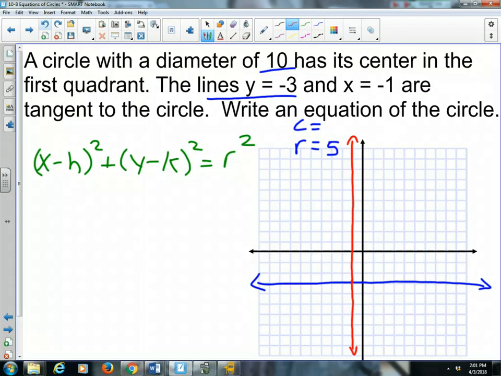Like, let's say our center was right here. Then we could have a radius, but this radius would just be 1. And we need a radius of 5. So it can't be this. What if our center was right here? Then it could be a radius of 2, but again, we're looking for a radius of 5, right? So it must not be that one.